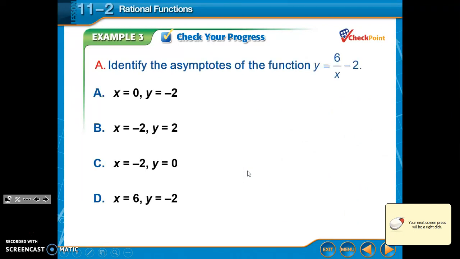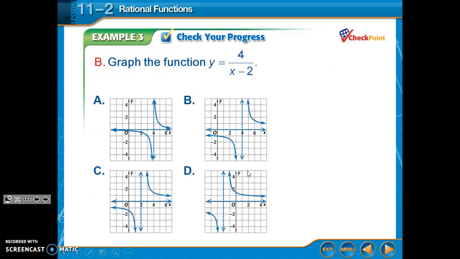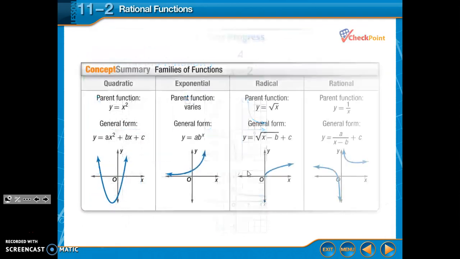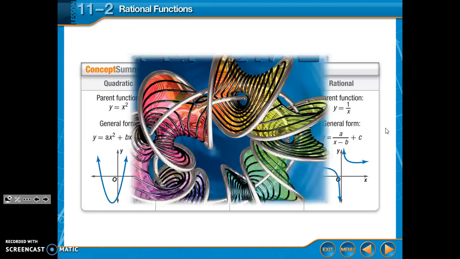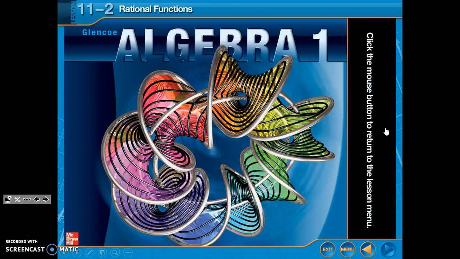So you guys should find the asymptotes for this one, the horizontal and the vertical, and graph it. Okay, so key concepts is the family of functions. We learned quadratic, we've learned exponential, we've learned radical, and now we've reached rational, which are these swoopy hyperbolic things. And that is the end of the lesson.